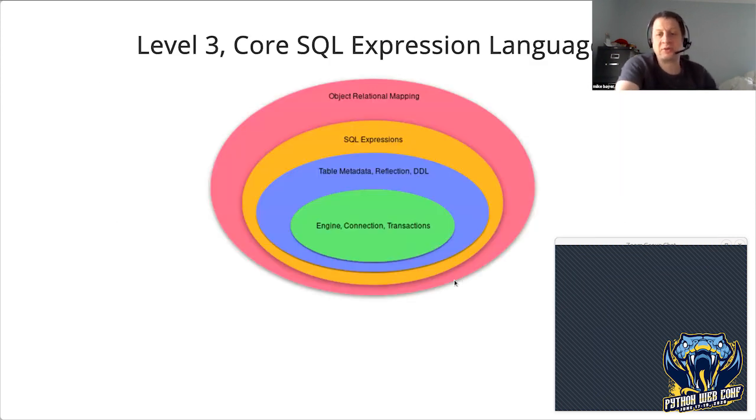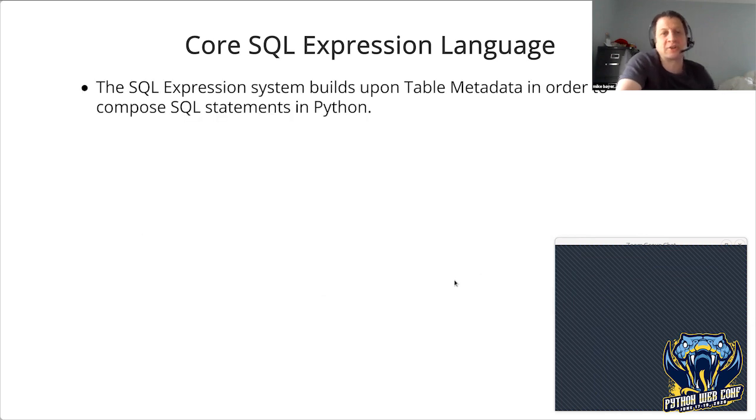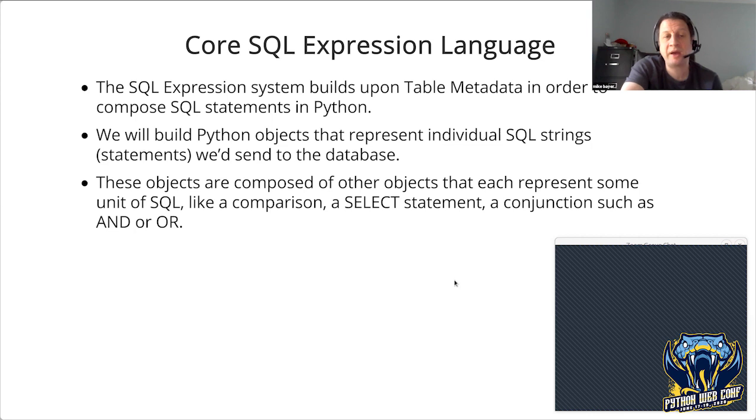That brings us to the core SQL Expression Language. And this is where the slides begin to get longer because there's a lot more to talk about. The core SQL Expression Language builds upon the table metadata in order to compose SQL statements in Python. So we will build Python objects that represent individual SQL strings that we'd send to the database. These objects are composed of other objects. They're using the compositional pattern that represents some unit of SQL, like a comparison, select statements, conjunctions, casts, all kinds of things. Anything you can imagine, we have some kind of version of it.